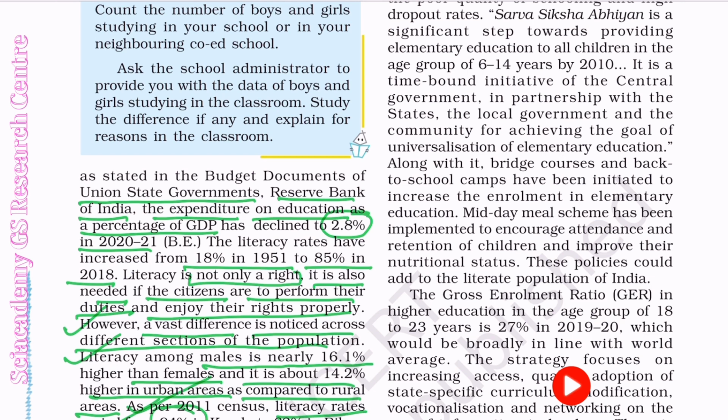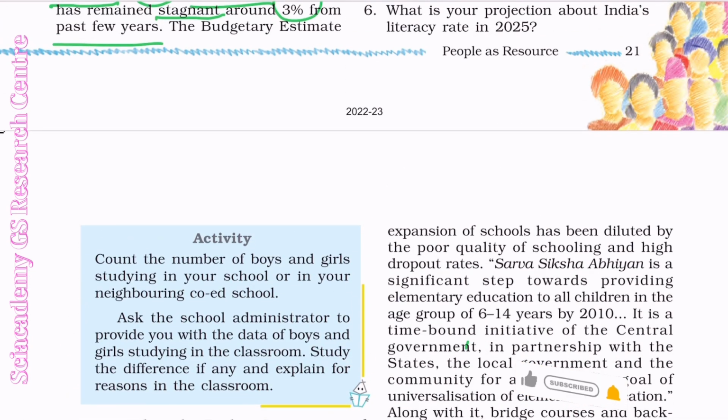The primary school system, classes 1 to 5, has expanded to over 7 lakh 78,840 schools in 2019 to 2020. Unfortunately, this huge expansion of schools has been diluted by the poor quality of schooling and high dropout rates. Sarva Shiksha Abhiyan is a significant step towards providing elementary education to all children in the age group of 6 to 14 years by 2010.